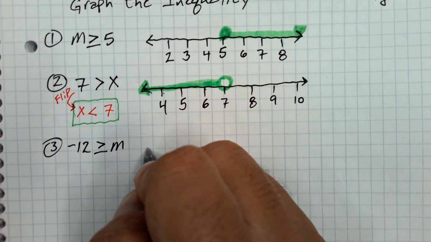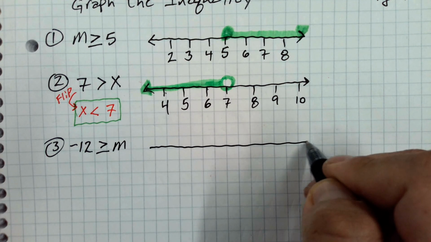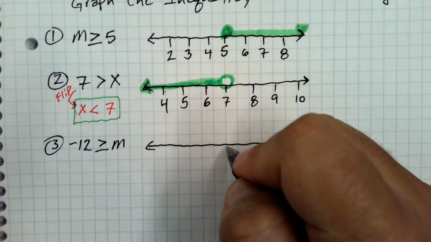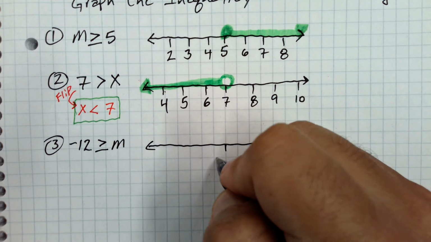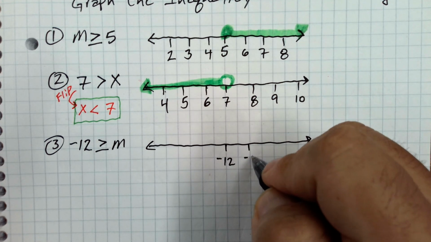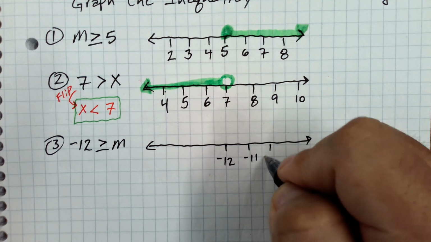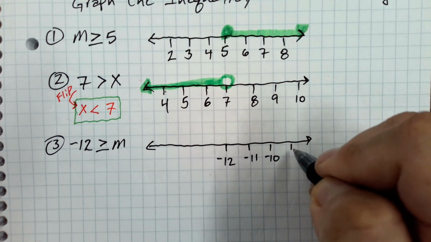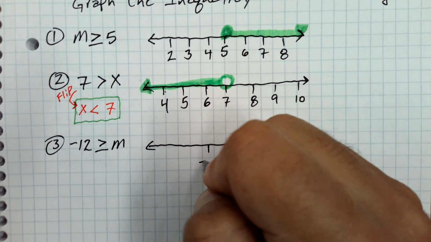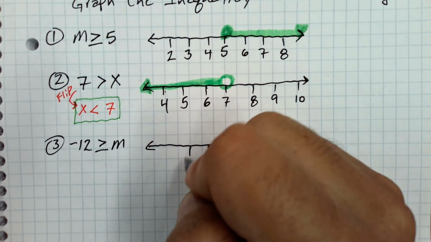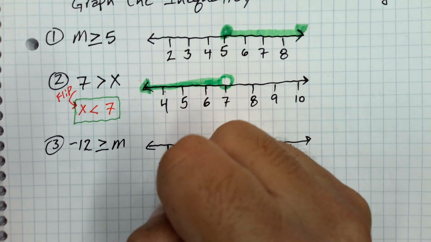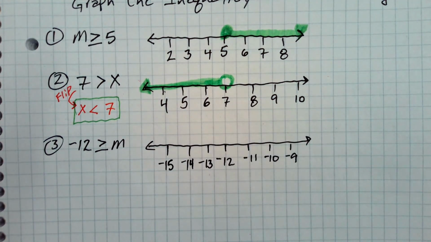Okay, so let's make our number line. What number do I absolutely positively have to have? Negative 12. And then I want negative 11, negative 10, negative 9. Those go there. Those are all bigger. Negative 13, negative 14, negative 15. Those are all less than that.